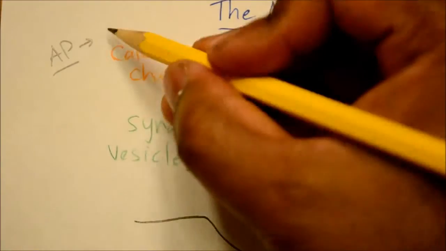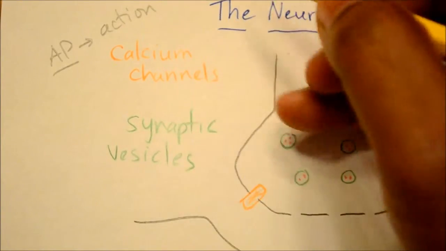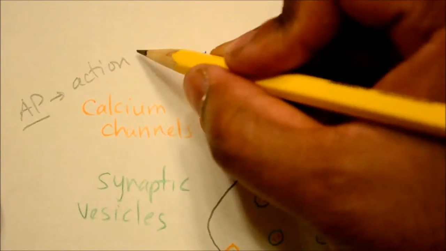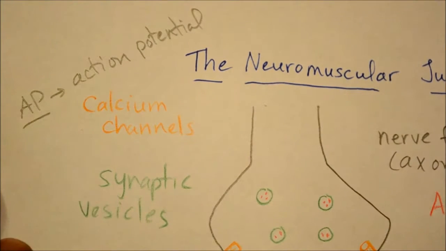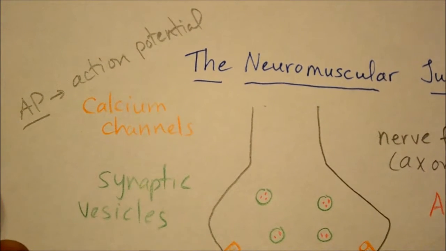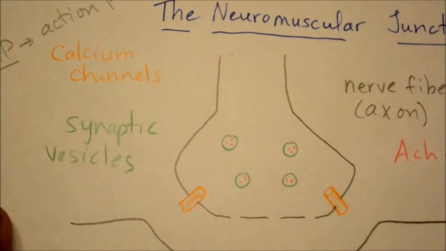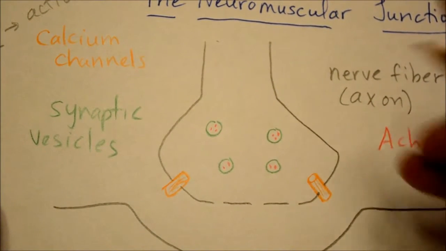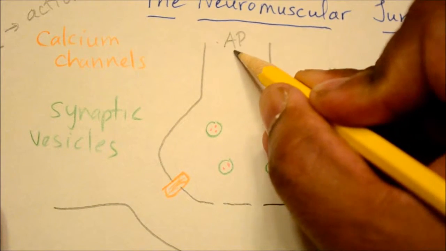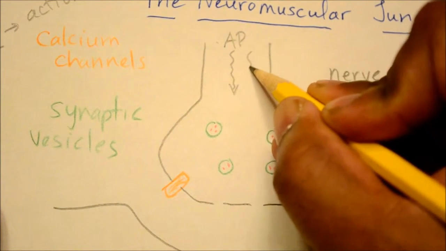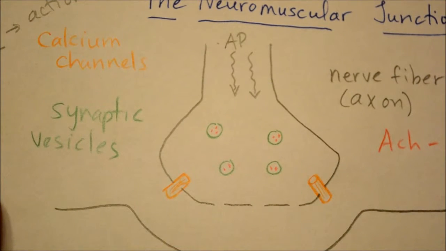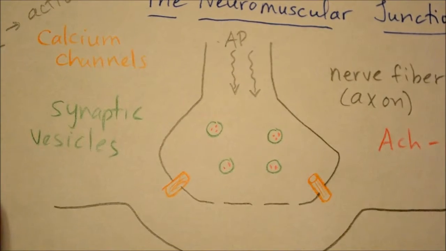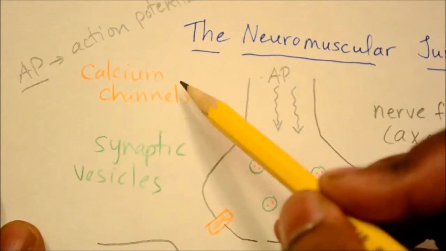The other part of the axon in the neuromuscular junction is something we're going to abbreviate as AP, which stands for action potential. All this is an electrical current, a little electrical current that is present in both the nerve and the muscle. But you see that electrical current cannot pass through the space between the nerve and the muscle. That's why we need a neurotransmitter.